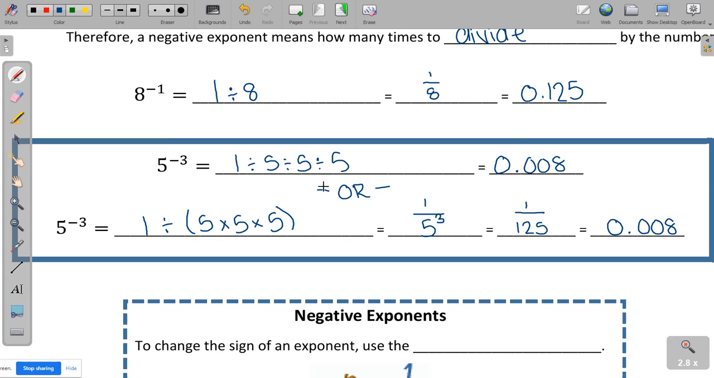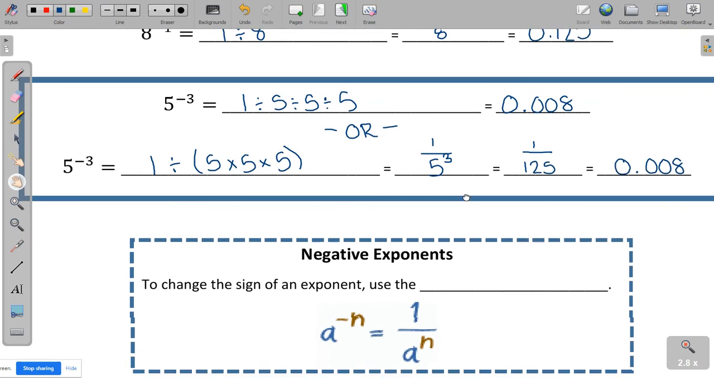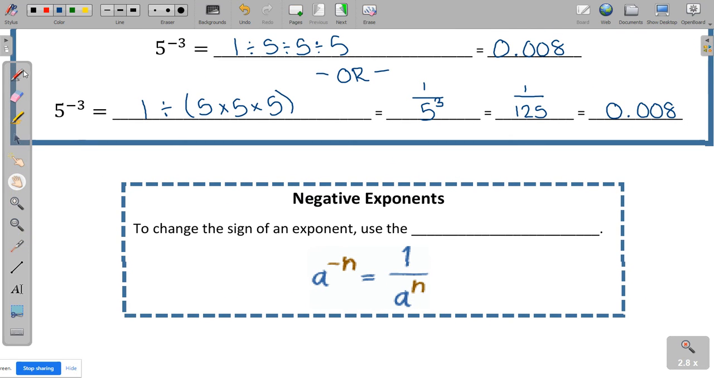So instead of just dividing it out, we can think of it as writing it with exponents. So if you look here at 5 to the negative third, and look here at 1 over 5 to the third, what do you notice there? There's a rule we're going to look at. So negative exponents, to change the sign of an exponent, use the reciprocal.